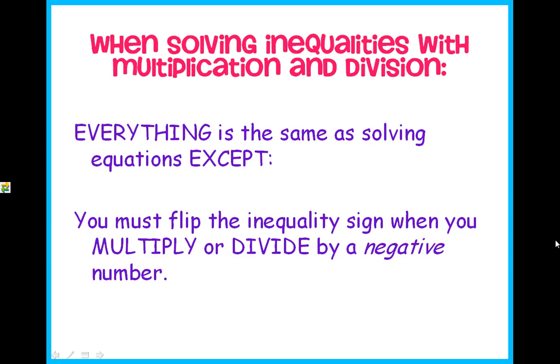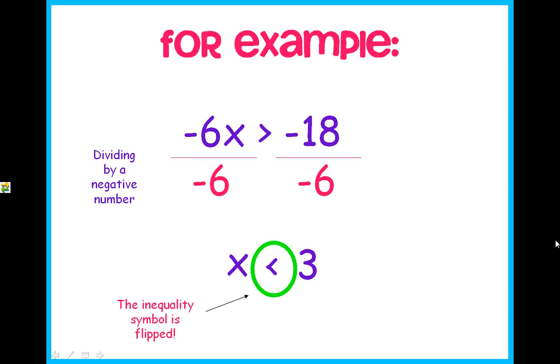Okay, I told you that whenever we were solving inequalities, everything was the same except when we got to the multiplication and division part. And this is what I was talking about. If you divide or multiply by a negative number, you've got to flip the sign. Let me show you what that means. In this example, of course, to find x, you've got to divide by -6 to get rid of it on both sides. You are dividing by a negative number. When you do that with inequalities, you have to flip this sign. So it was greater than, now it becomes a less than sign. That is, if you divide or multiply by a negative number, you flip that sign.